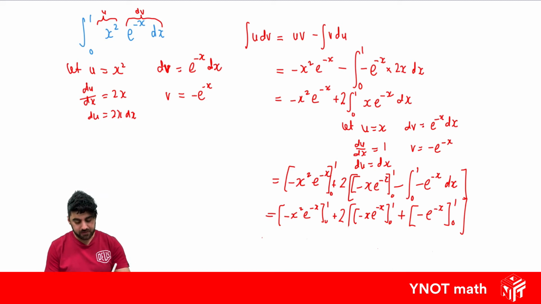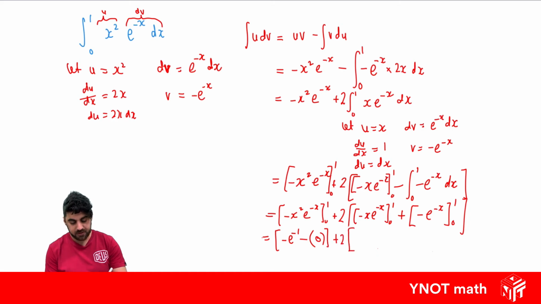So now we can go ahead and sub in all these values. So subbing in 1, we get minus e to the minus 1 minus, subbing in 0, we're just going to get 0 plus 2, all outside of subbing in 1 here, we're going to get minus e to the minus 1 minus 0 after subbing in 0 plus subbing in 1 here, we're going to get minus e to the minus 1 minus subbing in 0, this time we're going to get minus 1.